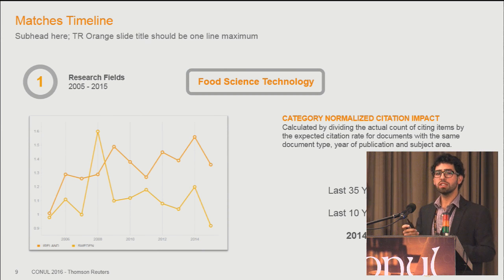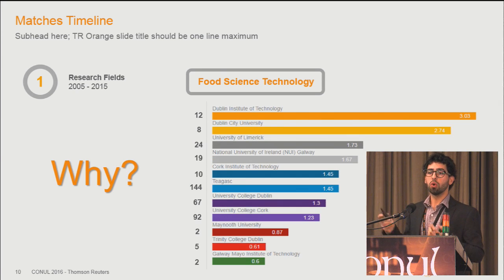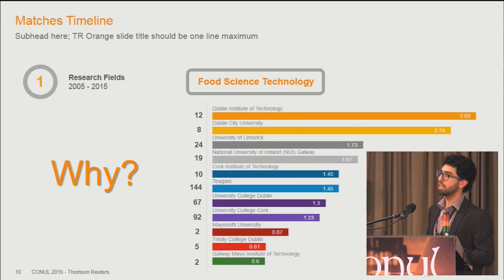So now we should understand why. Why did Ireland in 2014 have such a big impact? So we can narrow it down to organizations, for example. And here we have a list. On the left, the numbers you find there are the number of documents that each of these organizations had in 2014. And then you have the category normalized citation impact.